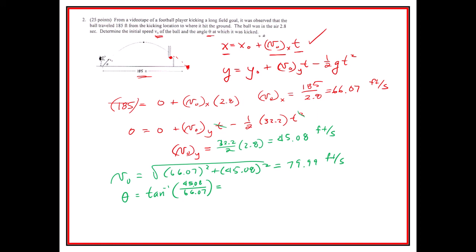66.07 divided, inverse tangent, 34.31 degrees. And that's what he was asking for right there. So there you go, boom and boom. The other way that he did it, he did the same way as me. All right, so there's the clever one.